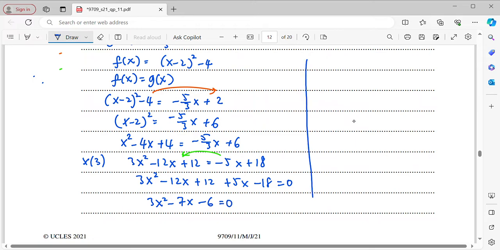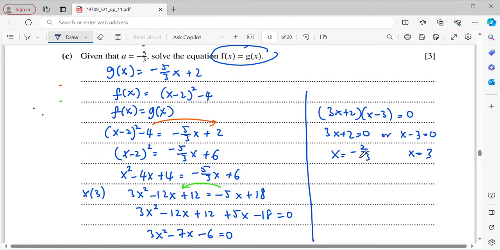And then from here, when I factorize this quadratic equation, I will be getting (3x plus 2) times (x minus 3) equals 0. Therefore, 3x plus 2 equals 0, or x minus 3 equals 0. Hence, my x will be negative 2 over 3, or x equals 3. Okay, but then can we accept both values? Let's check.